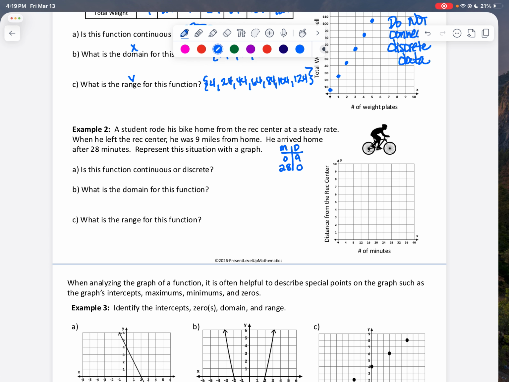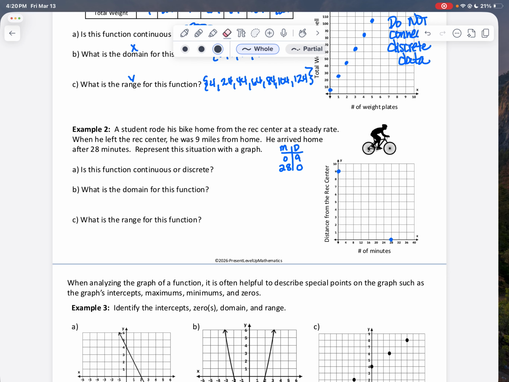So now we've got 2 points that we can plot. So 0, 9 would be right here, and 28, 0 would be right here. Now let's talk about whether or not we should connect these 2 dots. So let's talk about our domain, our number of minutes. Now, when we're dealing with time, we can have fractional amounts of time.